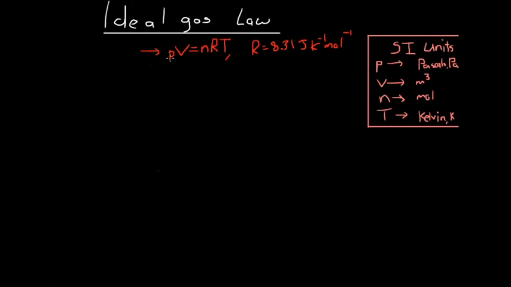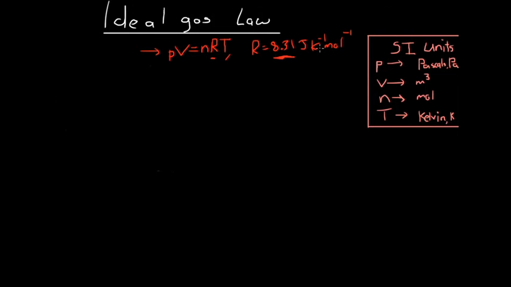So we've got pressure given by P, volume given by a capital V, moles given by n, temperature given by capital T, and then this constant R. Now R here is something we call the ideal gas constant, and it has a value of 8.31 joules per Kelvin per mole. It's really just the number that's important here.